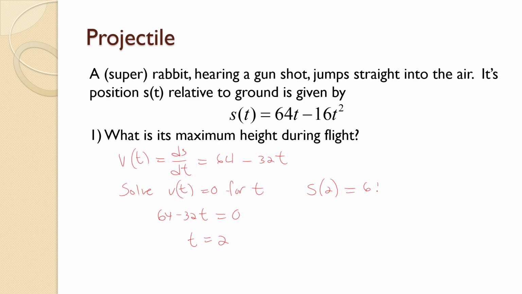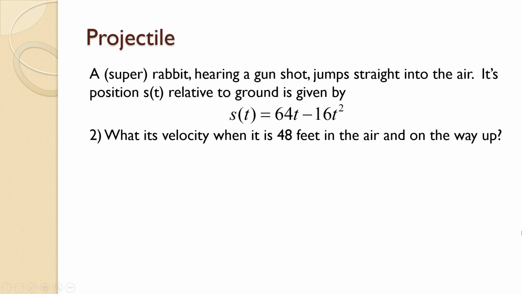So that's 64 times 2 minus 16 times 2 squared. And I'm going to cheat like crazy here for a minute. This is actually a 64 times 2 minus a 64. You can think of it as times 1 if you want. So that would be 2 64s minus 1 64. That's just 64. And that would be in feet. And that's the maximum height of this rabbit when it jumps in the air. As I said, it's a super rabbit. So let's revisit that super rabbit.